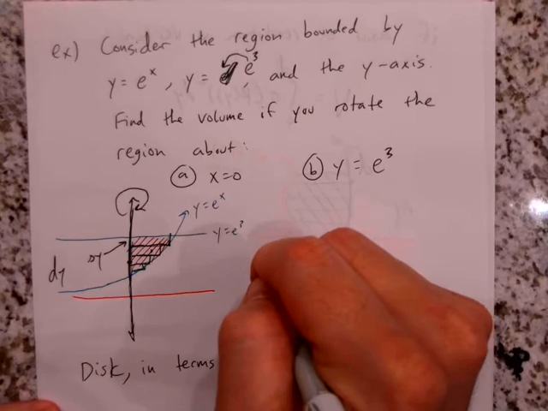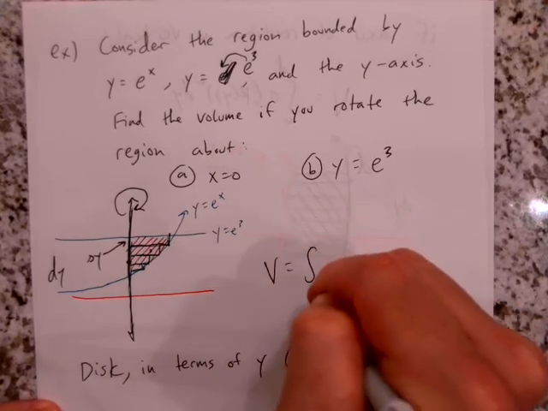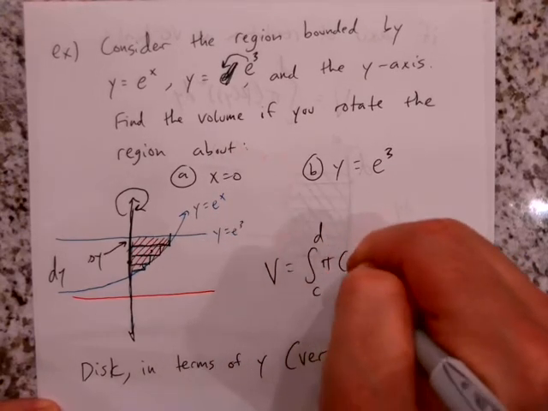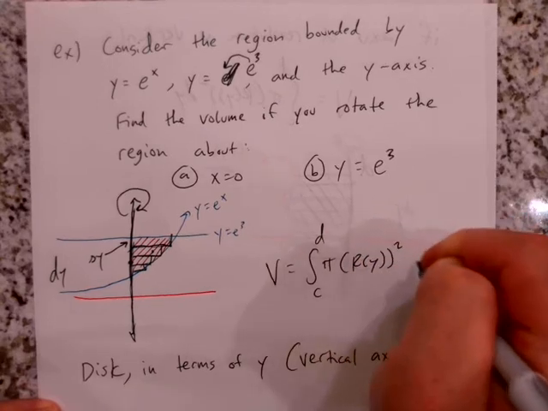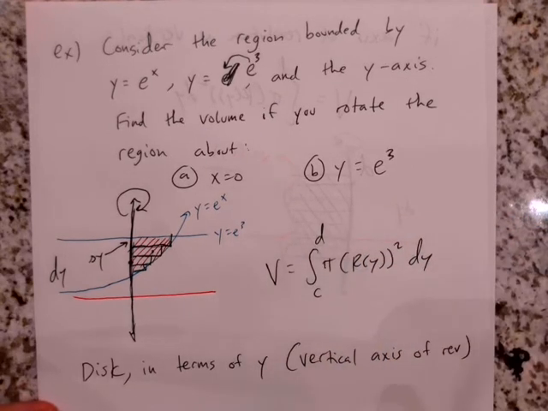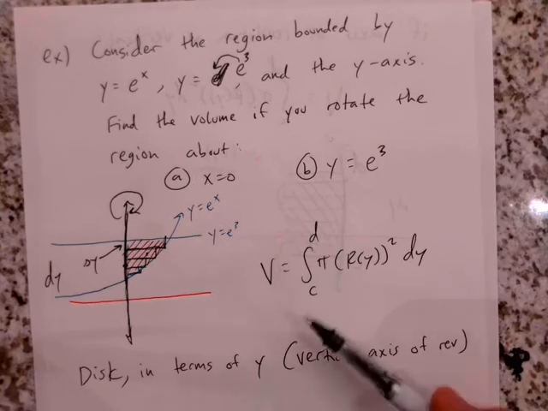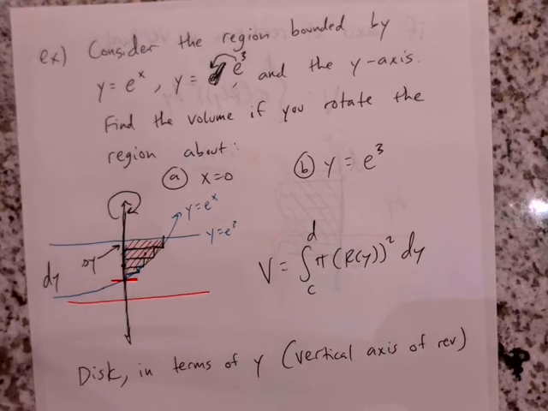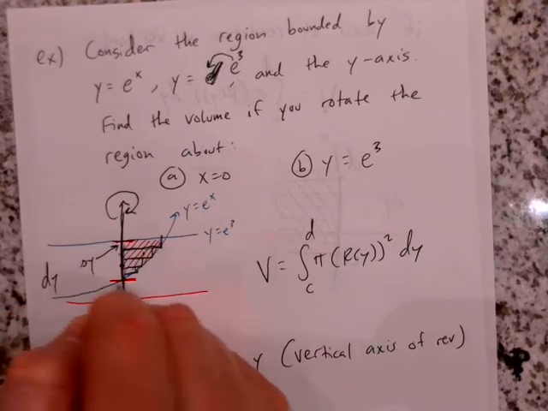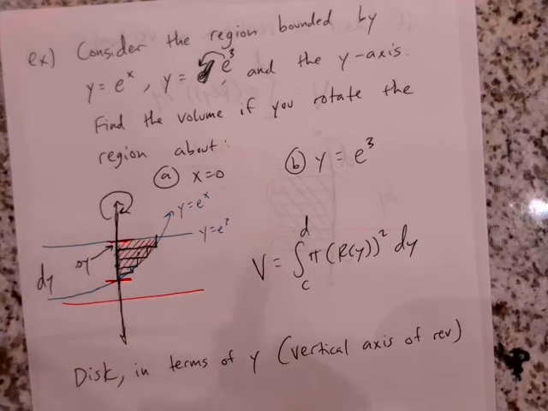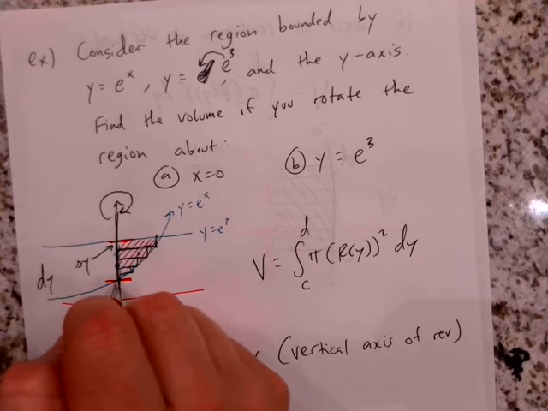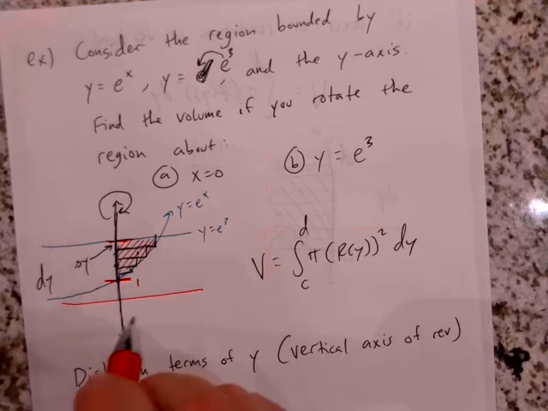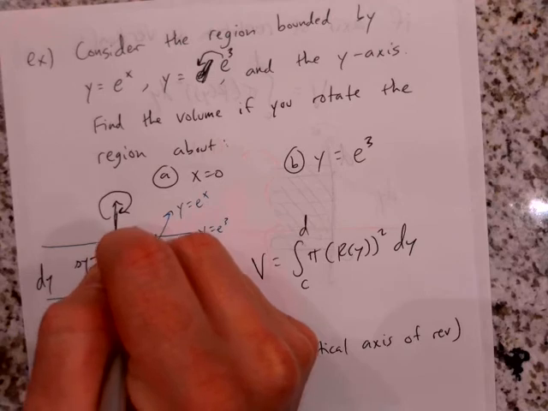So our volume for part A is going to be the integral from c to d of pi r of y squared dy. Let's do the easy stuff first. What is c and d? We're in terms of y, so everything's going to be in terms of y. This is where we start, this is where we finish. The bounds are always where the region starts and where the region finishes. The region starts at this point, which is 1, and finishes at this point, which is e cubed.